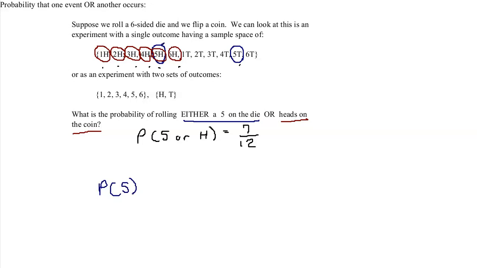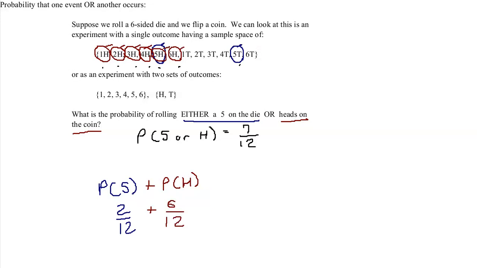One way here and one way here. So that's going to be 2 out of 12, plus the probability that we get our heads. How many ways could we get heads? Well, we had 1, 2, 3, 4, 5, 6. 6 ways out of these 12 to get heads.